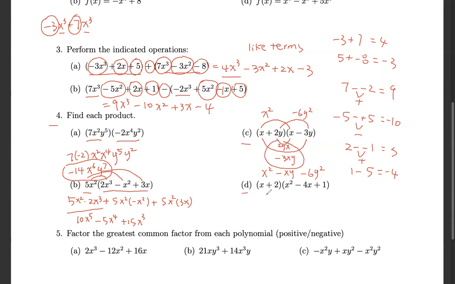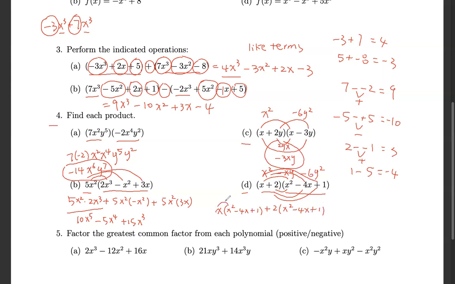Let's see D. D will have a binomial multiplied by a trinomial. Right? Still do double distribution. We multiply x with the first one, x with the second one, x with the third one. Then we multiply 2 with the first one, 2 with the second one, 2 with the third one. So basically we do x times x squared minus 4x plus 1, then plus 2 times everyone inside the parentheses, double distribution.